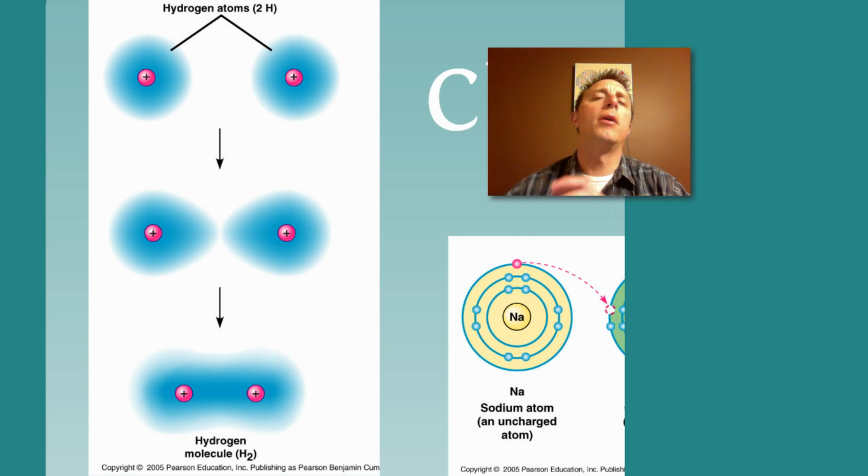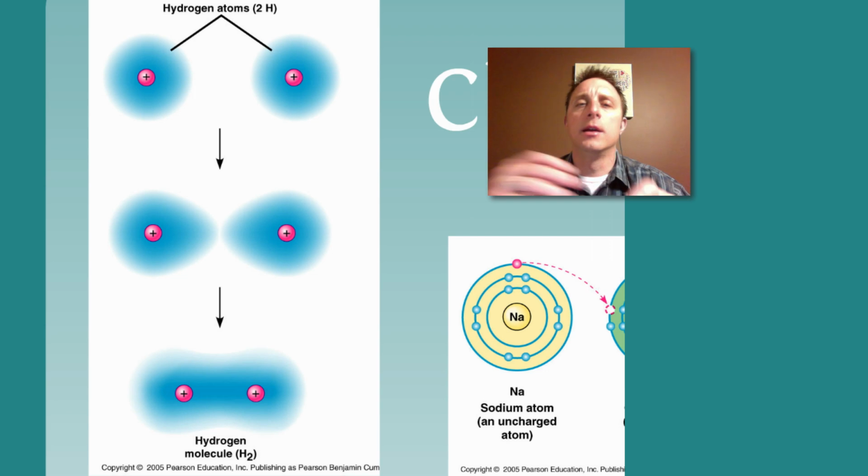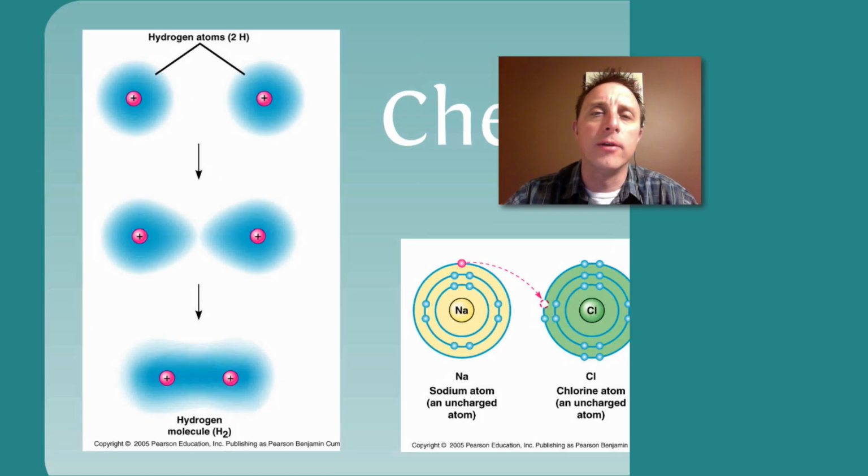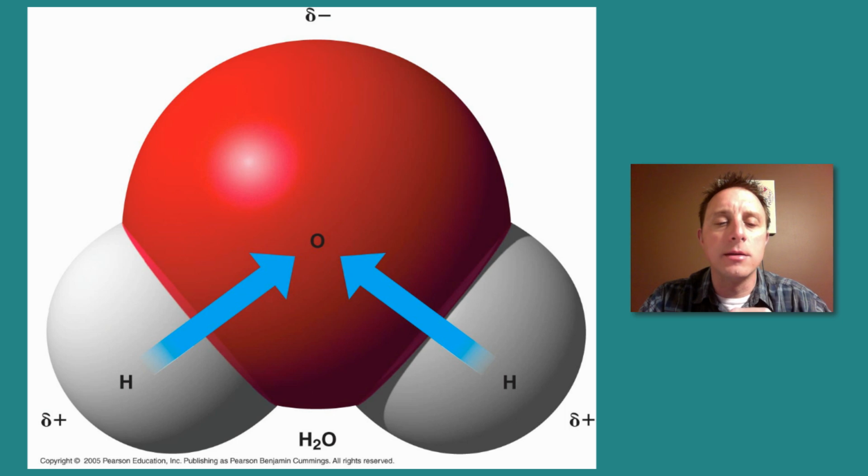Electronegativities that are very far apart will form ionic bonds. Electronegativities that are closer together will form covalent bonds. But there's also something in the middle, where one atom is a good bit more electronegative than the other atom, but not quite enough to pull the electron away from it. And in that case, we have what's called a polar covalent bond.